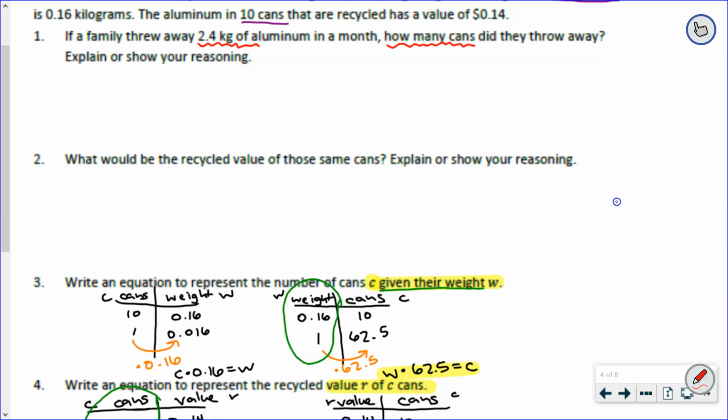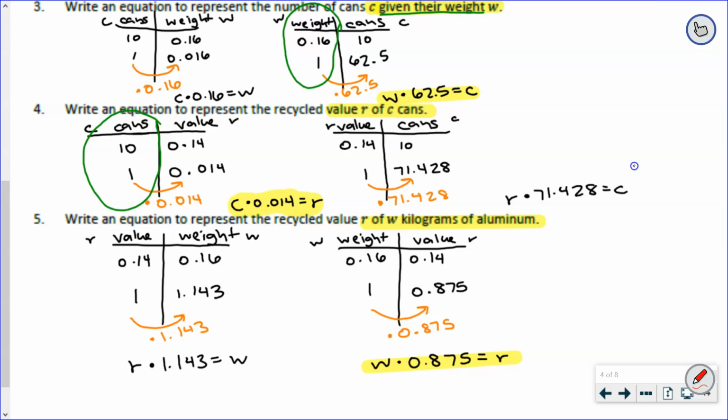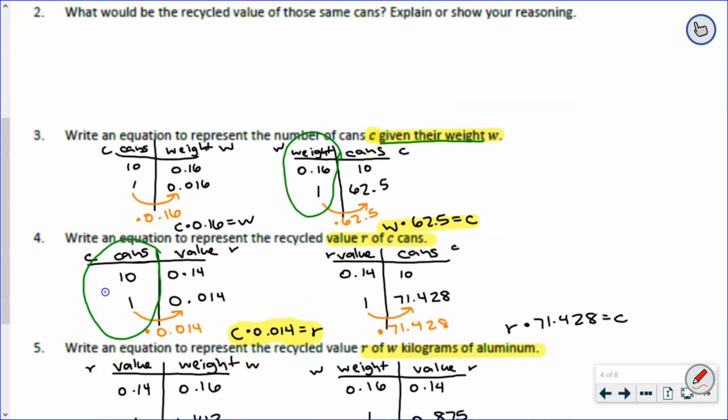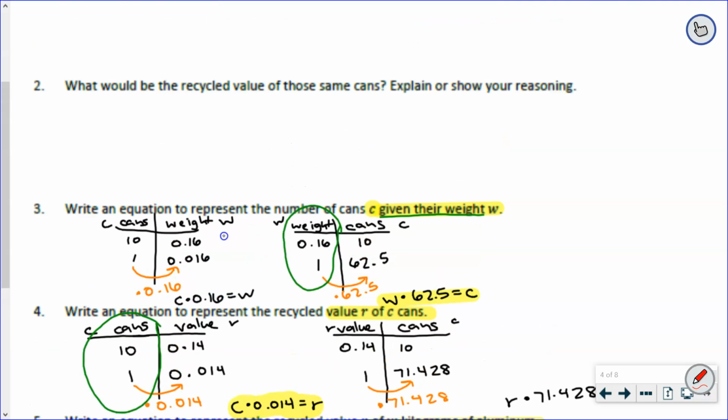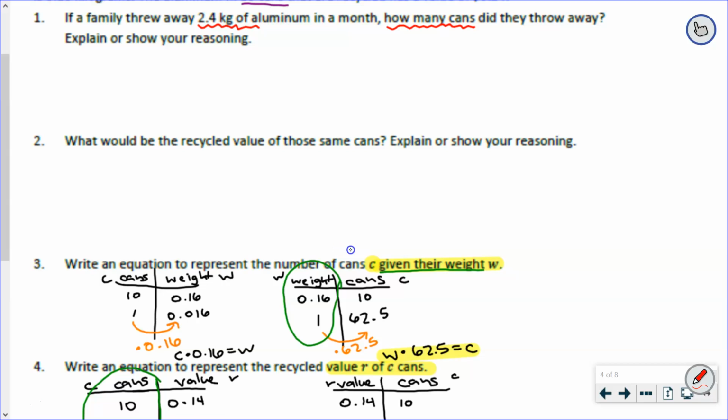Let's come back. Let's decide. Let's start with the ones that we obviously aren't going to use. Are we going to use the one that relates the weight and the value? No, because that's not what we're asking for. We're asking for the weight and the number of cans. So am I going to use the number of cans and the value? Again, that's not what we're asking for. It doesn't ask anything about the value, just about the cans and the weight. So it limits us to these two equations. Which equation do you want to use?